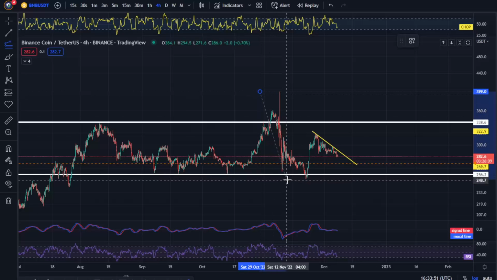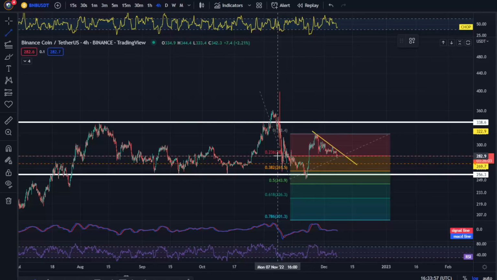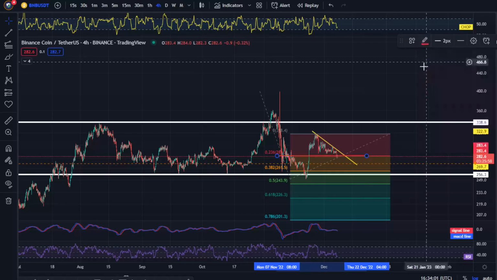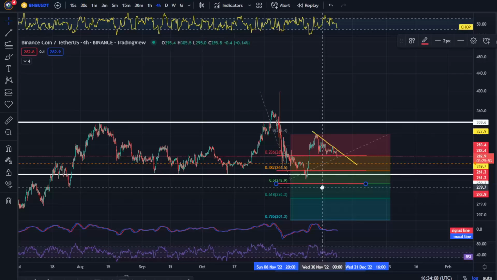Now, using the trend-based fib extension tool, let's check what support we have in the coming hours and days. As you can see, the first support on which the price is currently based is $283, but if it drops below, we have another support at $261 and the third at $244.